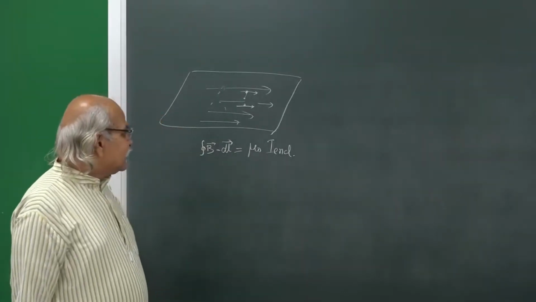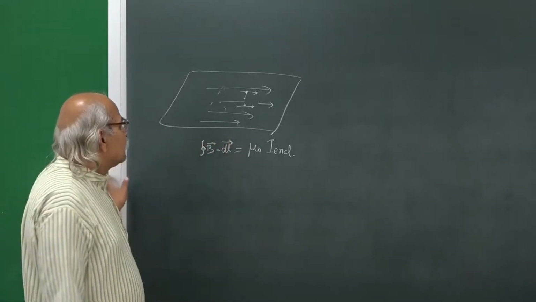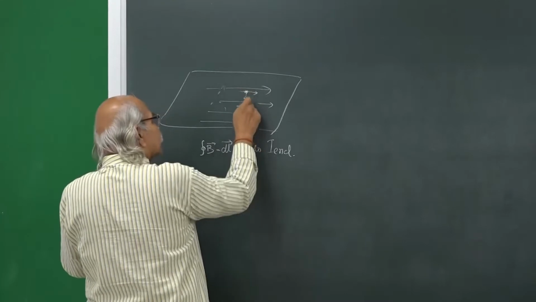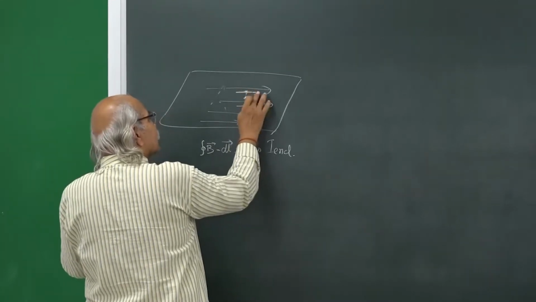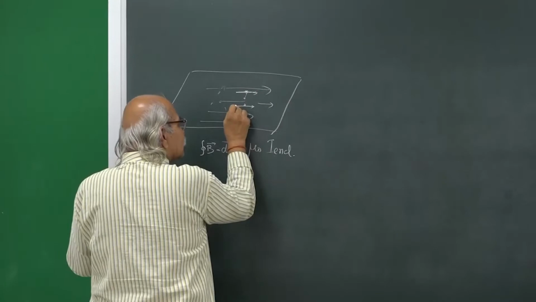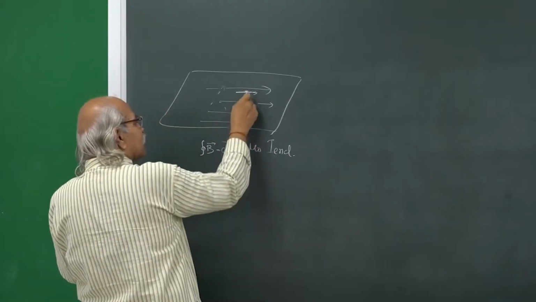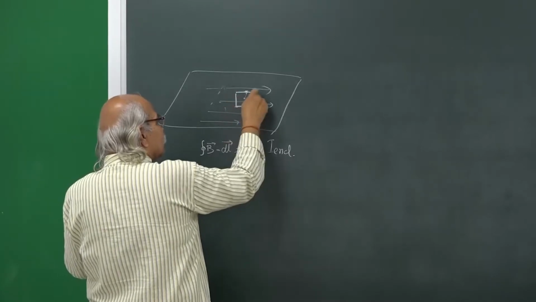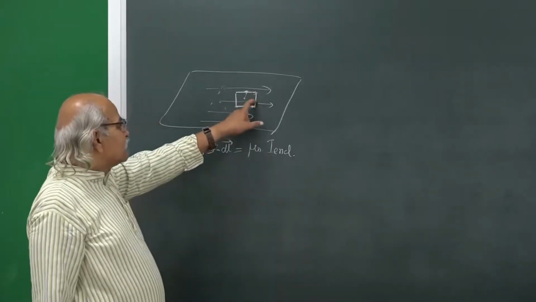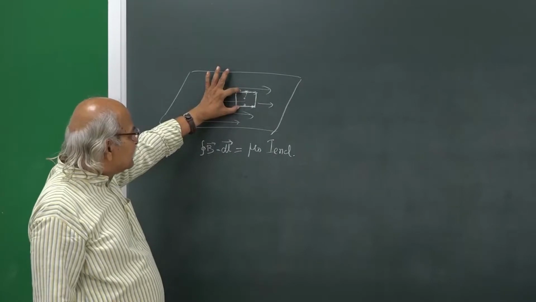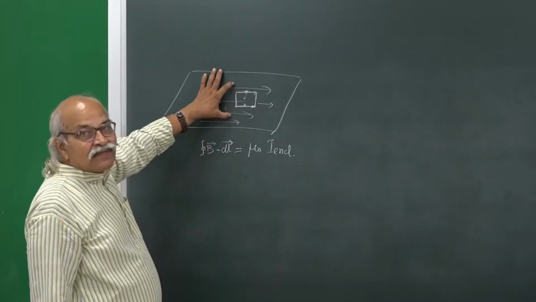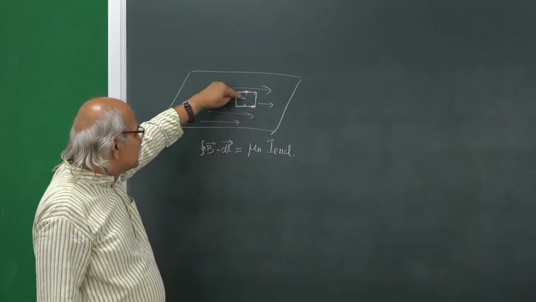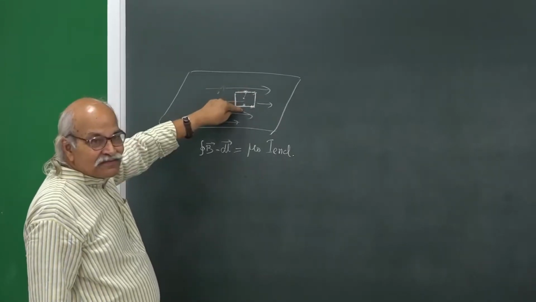So, for getting that relation, we will take a loop of this kind. This is the point above the surface, we will draw a line here, and below the surface we draw a parallel line here, and then we will connect it. These lines are parallel to the surface in the direction of current, and these lines are perpendicular to the surface because this point is above and this point is below.